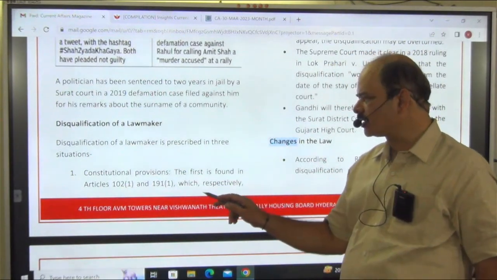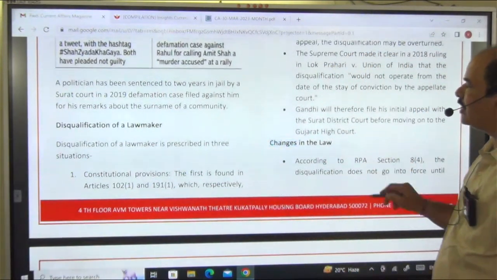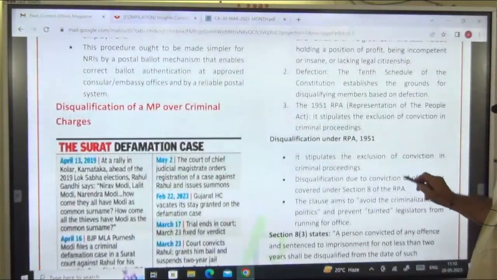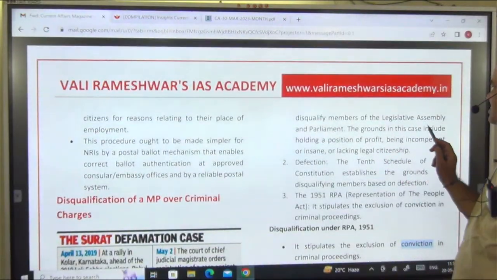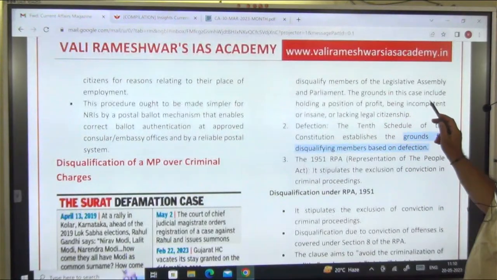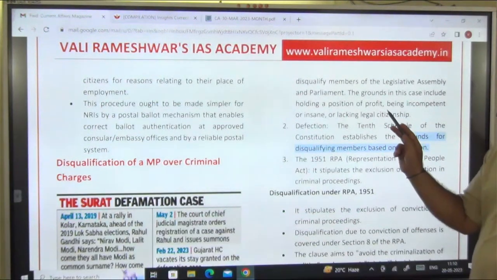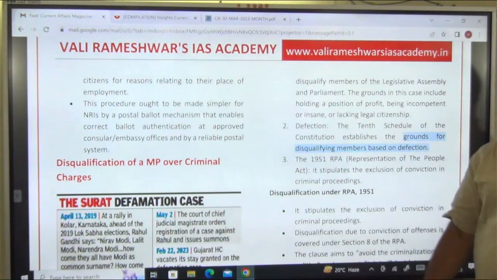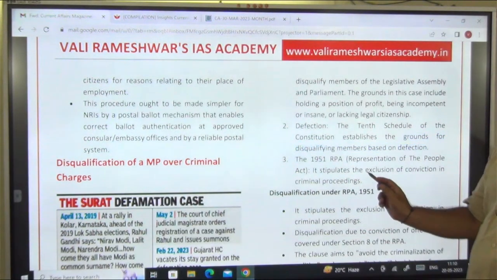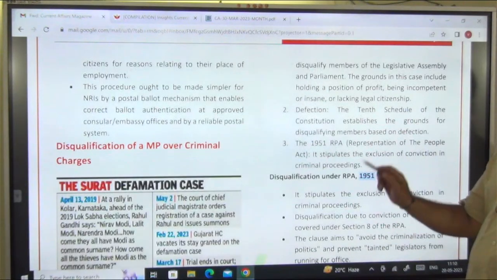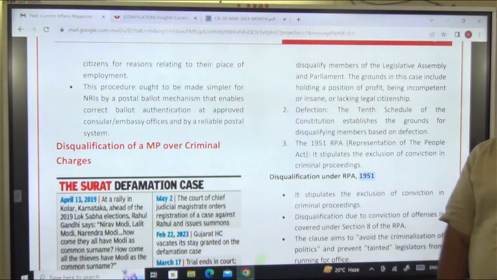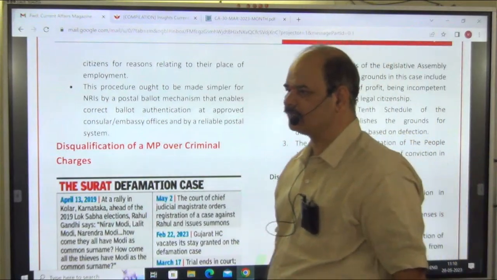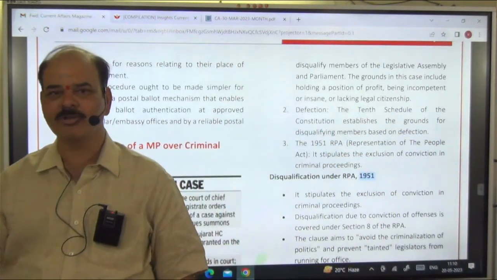The first is found in Articles 102, Clause 1 and 191, Clause 1, which respectively disqualify members of Parliament and the Legislative Assembly. The grounds include holding a position of profit, being incompetent or insane, or lacking legal citizenship. Now, defection is dealt with by the 10th Schedule. What is defection? Causing harm to the mother party.